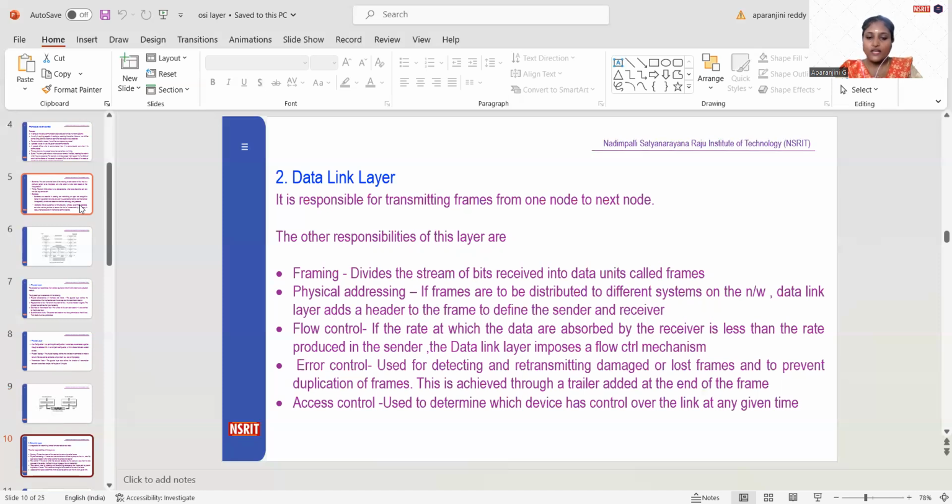Next is flow control. If the rate at which data is absorbed by the receiver is less than the rate produced by the sender, the data link layer imposes a flow control mechanism. Error control is used for detecting and retransmitting damaged or lost frames and to prevent duplication of frames. This is achieved through a trailer added at the end of a frame. Access control is mainly used to determine which device has control over the link at any given time.